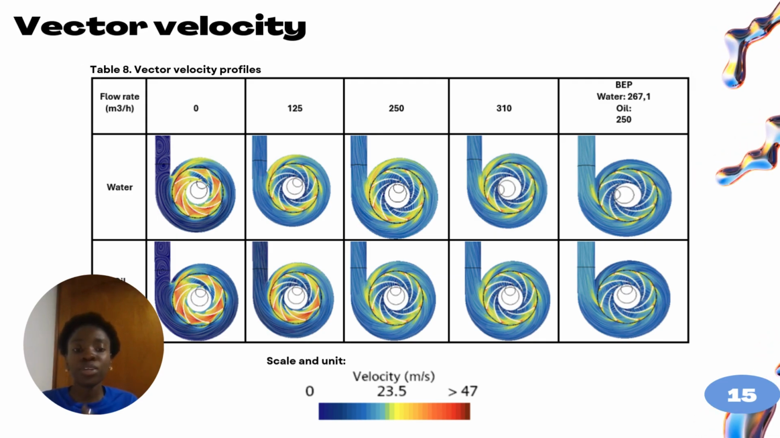This is more precise because you can see the sense of the velocity, but the behavior or explanation is the same as the previous table. However, you can see more detail in this part of how the velocity in the impeller decreases when the flow rate increases.